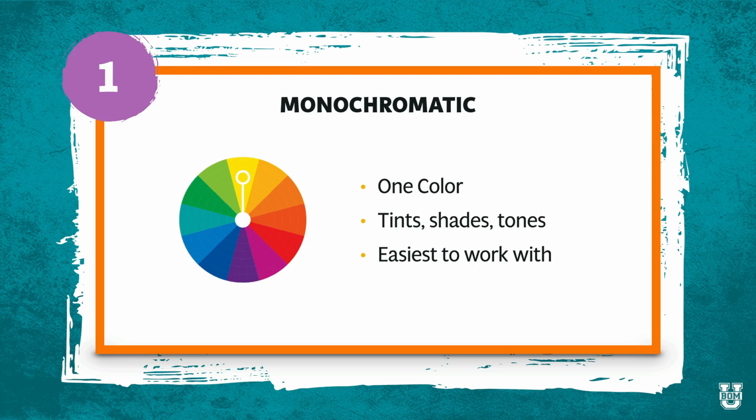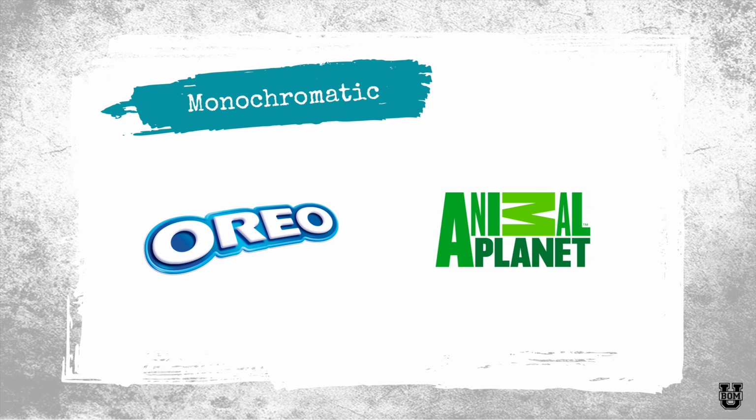So the first one that we have is called Monochromatic. This is when it's one color, or one hue, should I say, on the color wheel with tints or shades or tones. And this is typically the easiest to work with because you only have one color. You don't have to worry about another color that's going to clash with it. These are a couple of examples of monochromatic color schemes, so Oreo and Animal Planet.